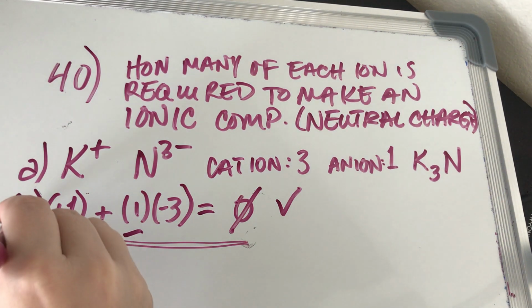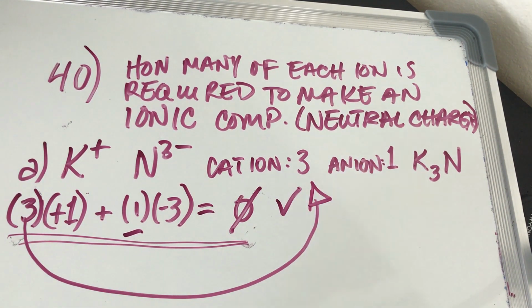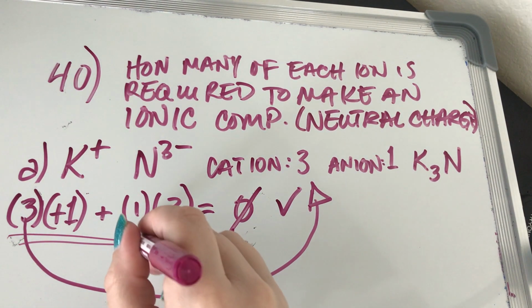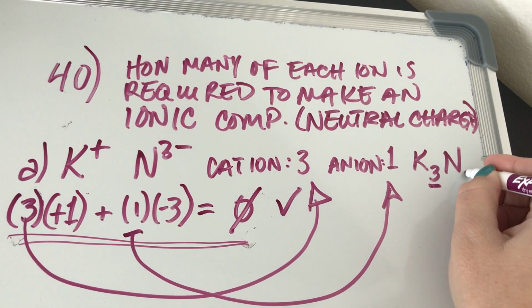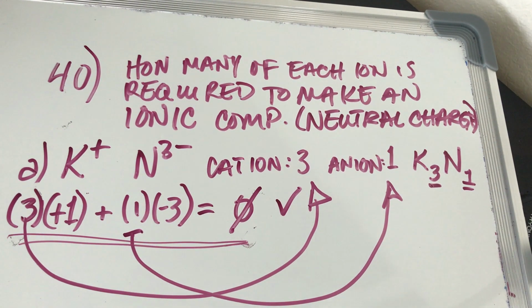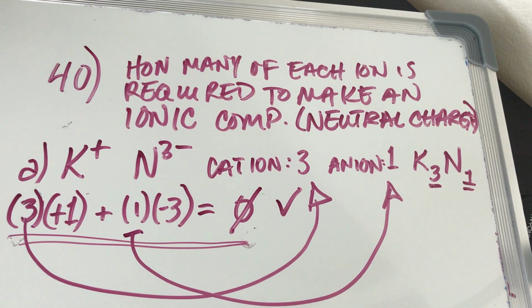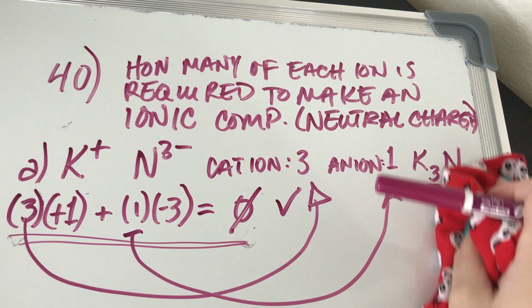Yeah. And so then this number would go there, and this number would go there, and they would end up being your coefficients. Everybody comfortable with that? Let's do one more. Can I erase? Cool.